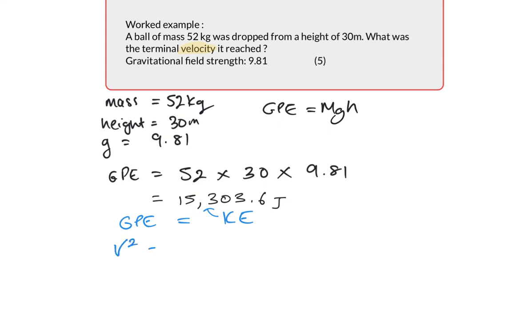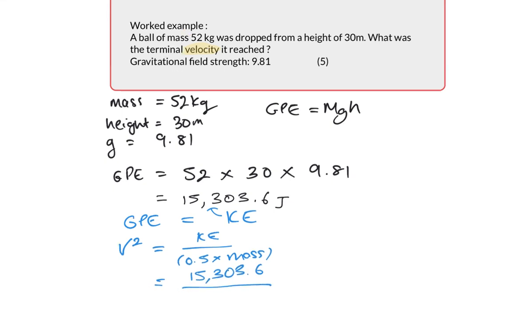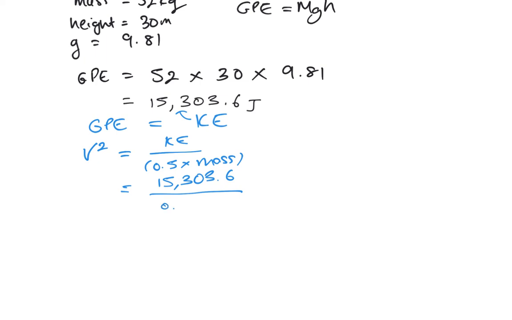So velocity squared is equal to kinetic energy all over 0.5 times mass, which for me is 15,303.6 divided by 0.5 times 52. And again, I could do that before and then pop that into my calculator. This gives me an answer of 588.6. And a common misconception here is to leave it there. But this is not your answer. This is velocity squared, not velocity.